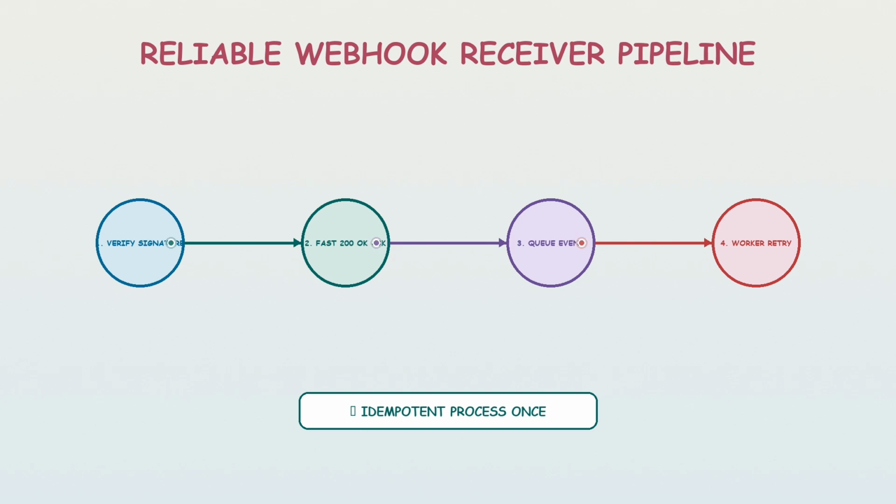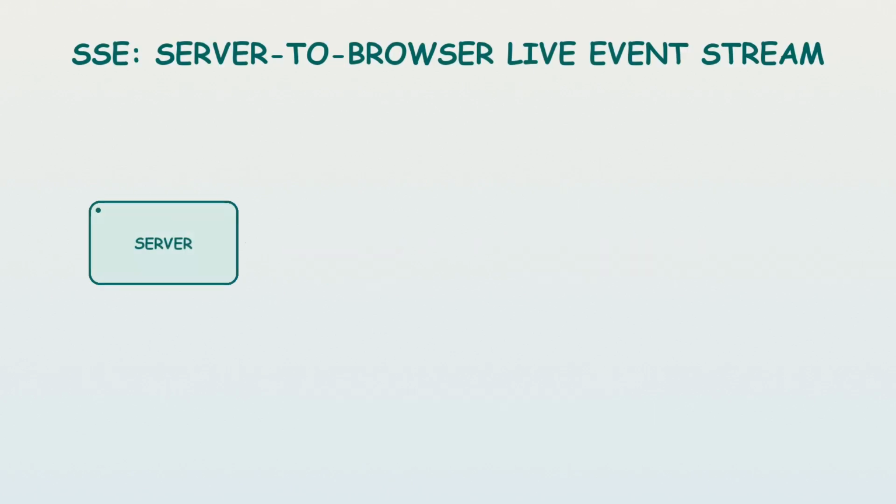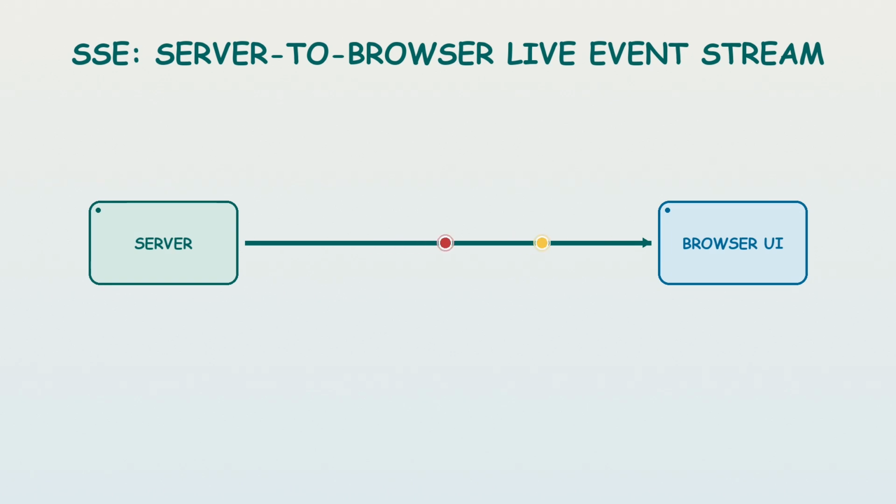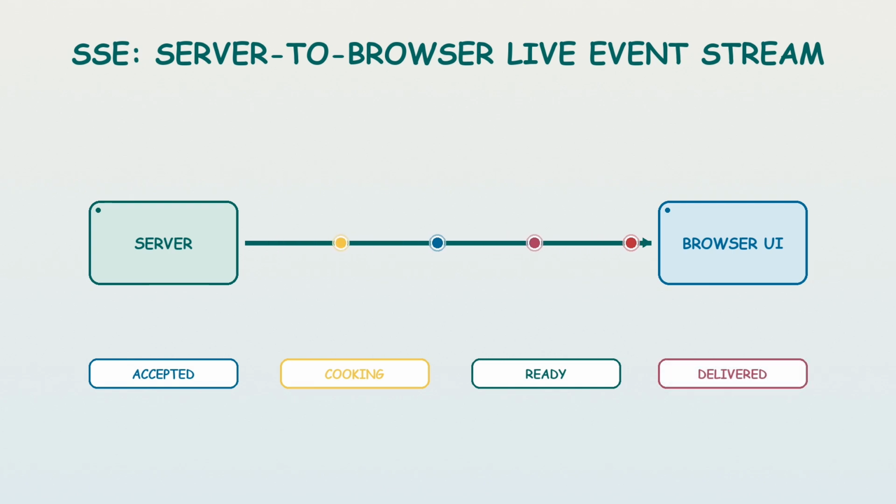For one-way live browser updates, server-sent events, or SSE, may be a better fit. SSE keeps a normal HTTP connection open and allows the server to send a sequence of text events to the browser. The browser listens. The server publishes updates whenever they are ready. A delivery app could use SSE to update an order from accepted to cooking, to ready, and finally collected by the courier. Monitoring dashboards, notification feeds, build logs, and progress indicators are other common examples.